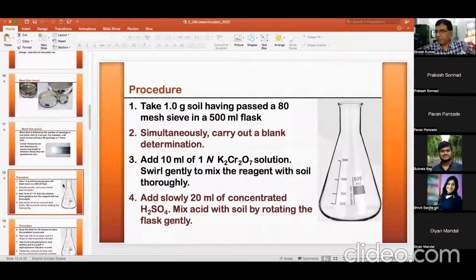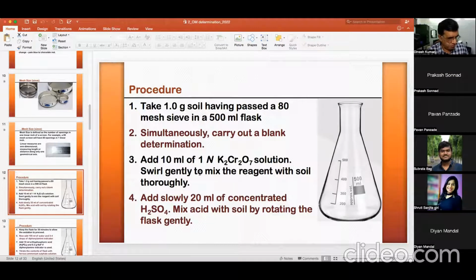So you can see one is blank. This is the blank sample. I think you cannot judge the color of this from there. And this is your soil. This is your Arnold-Mayer flask, 500 ml, and this is also 500 ml. So you have one as your sample where you have soil, and the other is the blank. So simultaneously carry out a blank.